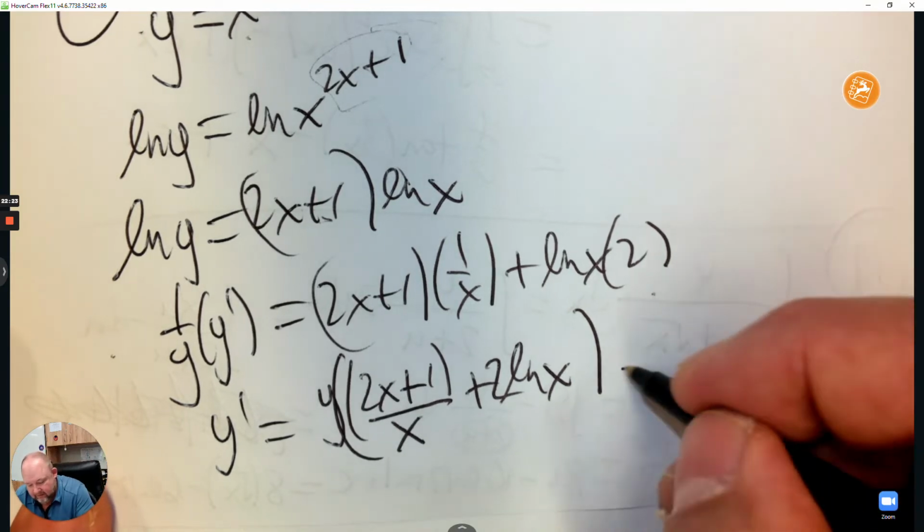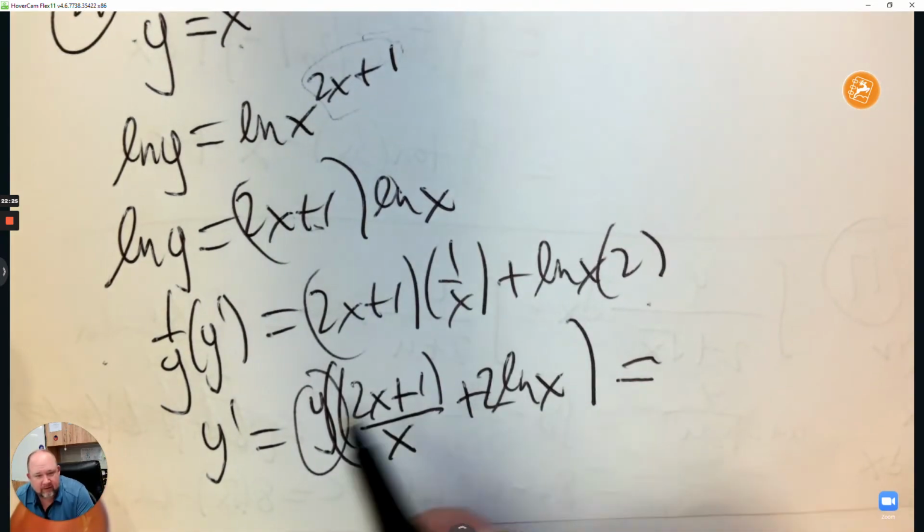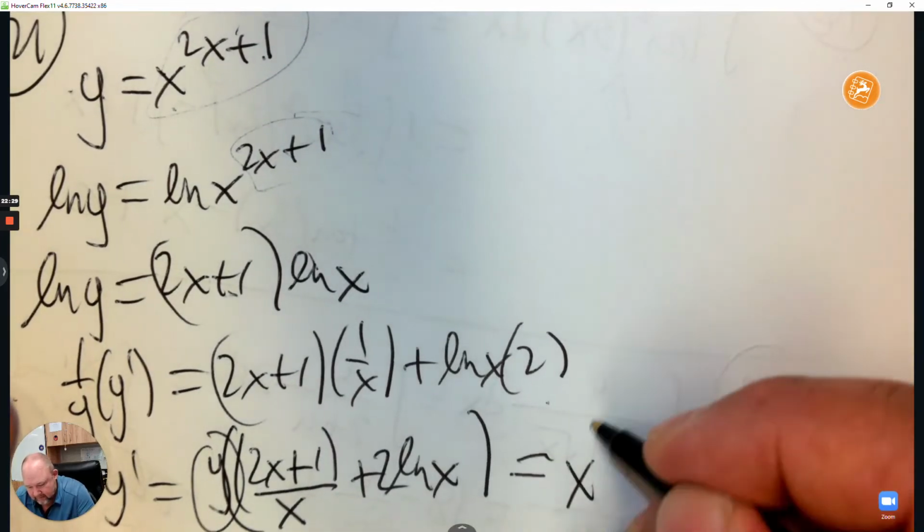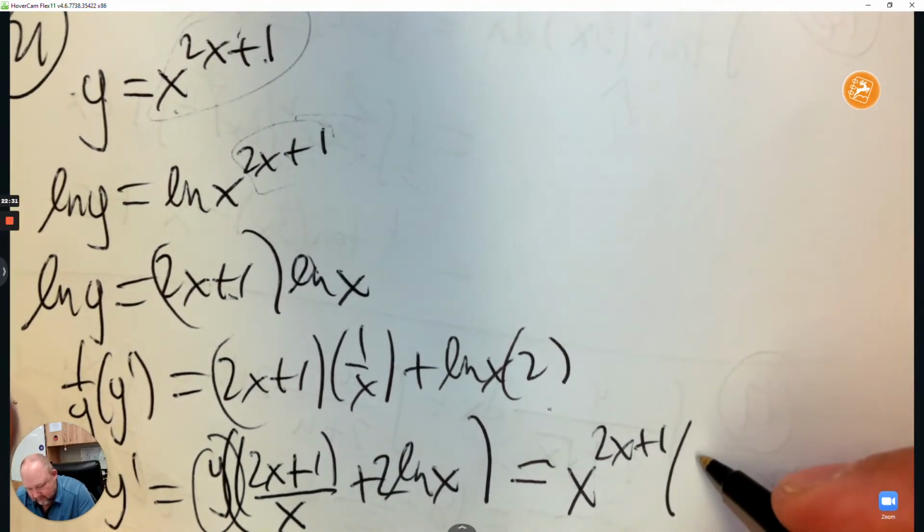And if you want not to have y in your answer, like if it's all x's, y equals this, then you could do a substitution at the end, and then you don't have any y's at all involved.